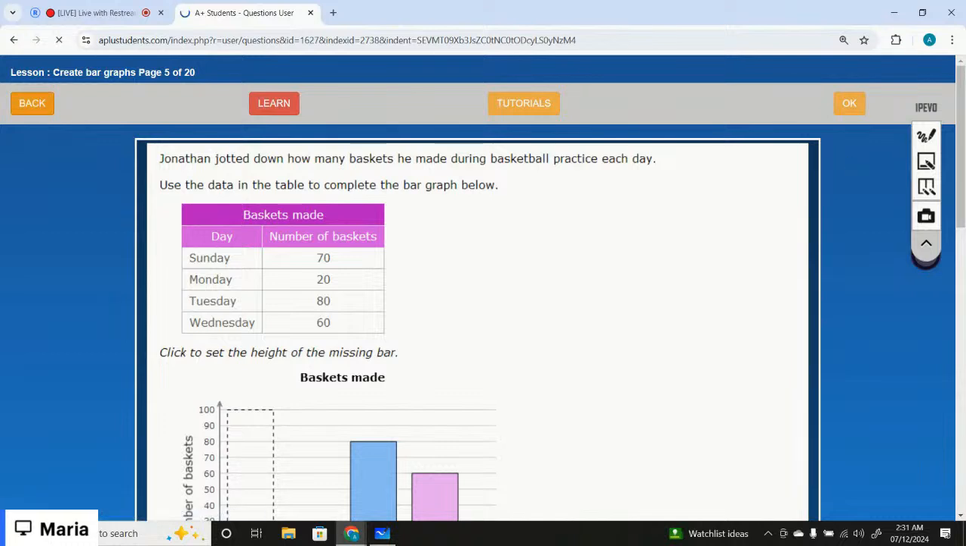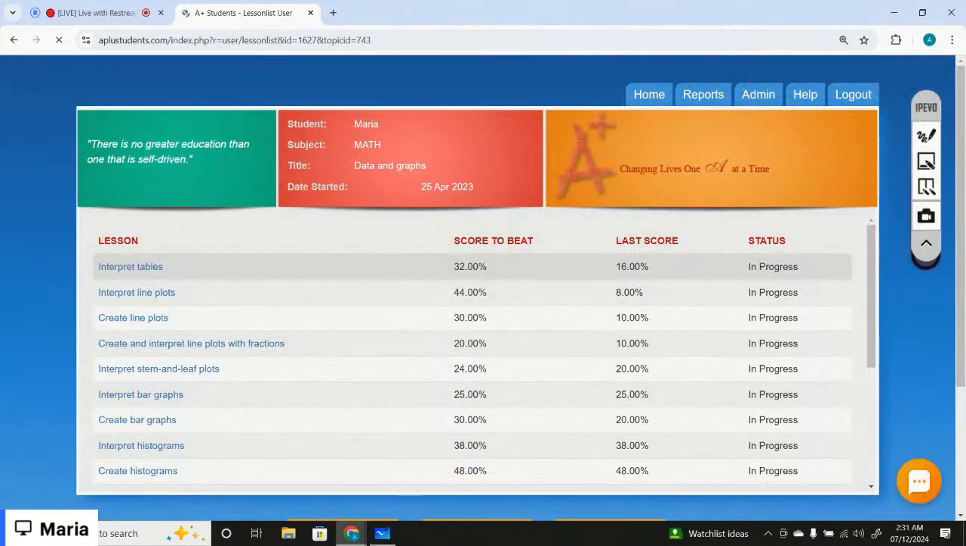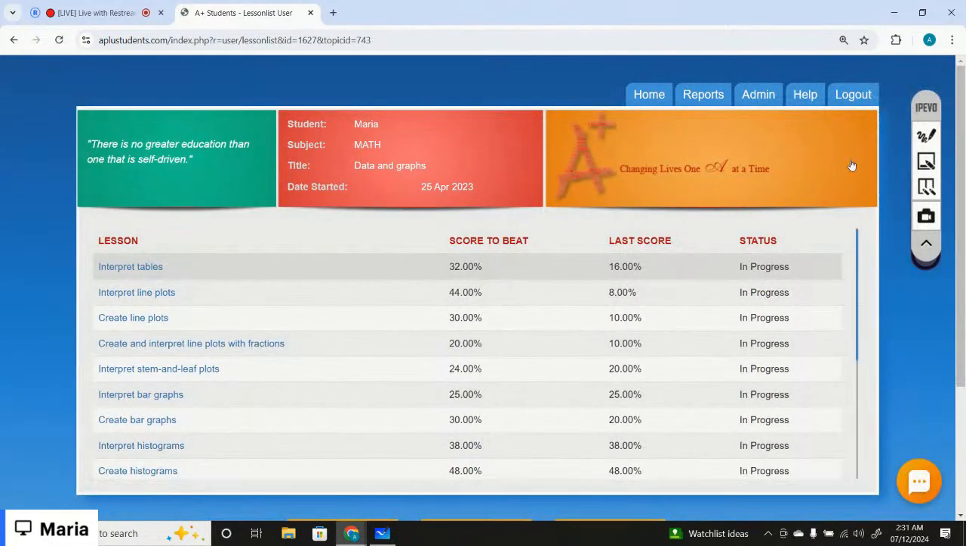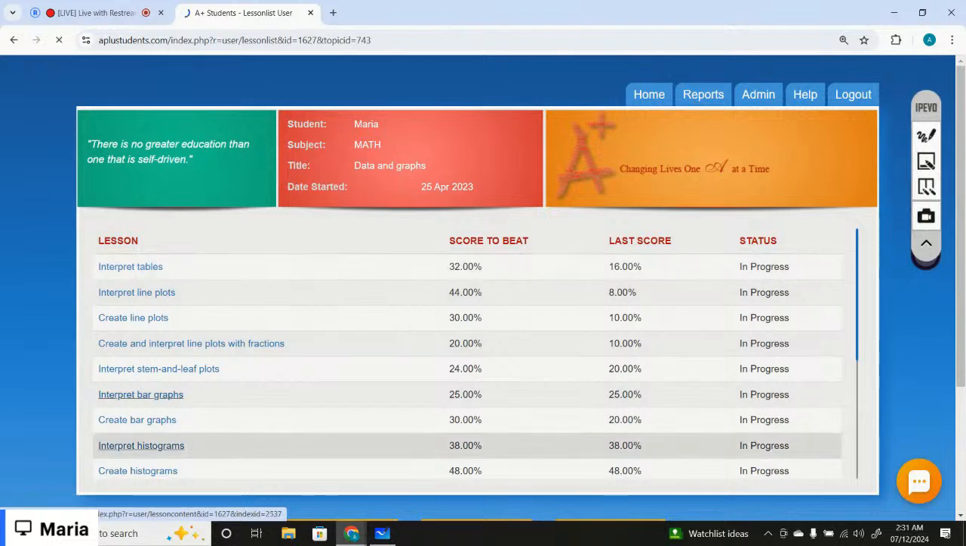Okay, you can complete the lesson by yourself later today. Let me just move on to the next lesson. That is interpret histograms.